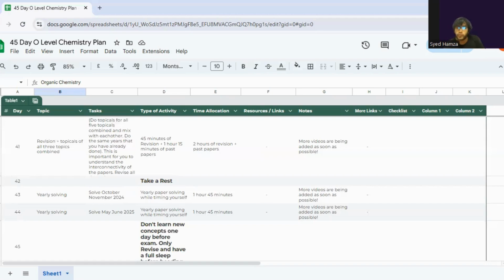So it's very important that you do at least 2 to 3, 4 yearlies. I know that you won't have that sort of time, so I'm suggesting 2 yearly papers, which are the most recent ones, the May June 2025 and the October November 2024. I think May June 2025 would be released in a few days now. Okay, so once you have done these 2 papers, then you just have to pray for yourself. You just have to keep believing, have a firm belief in yourself and in the things that you have studied.